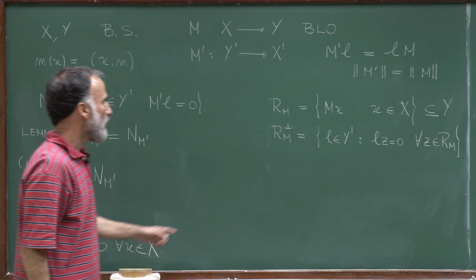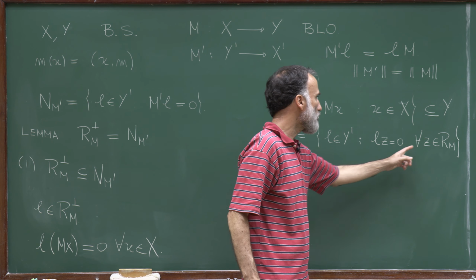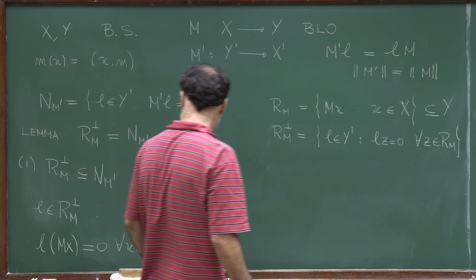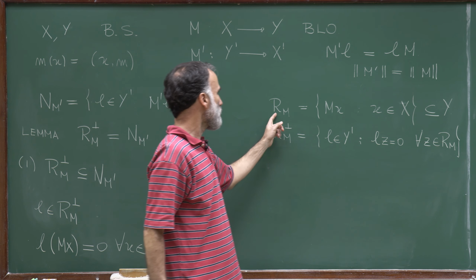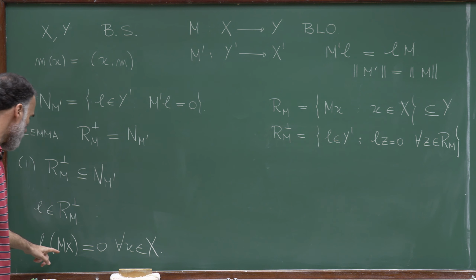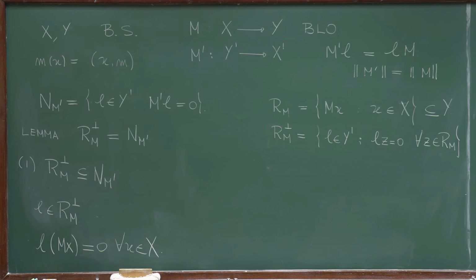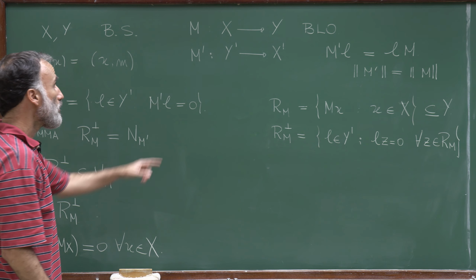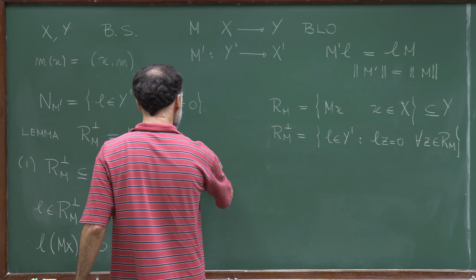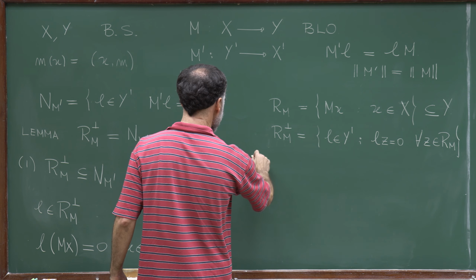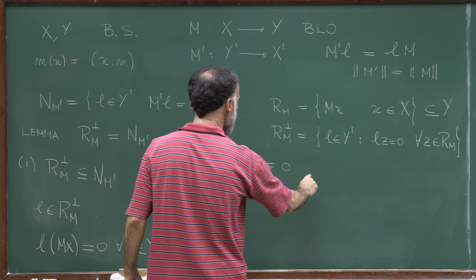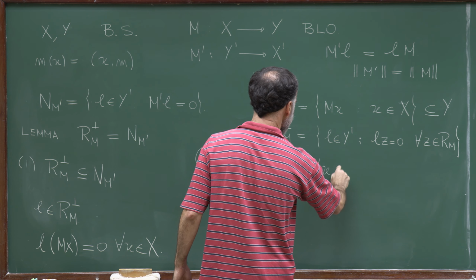Right? L of z is equal to 0 for all z in Rm. So if you take an x in X, mx belongs to Rm, and therefore L of mx is equal to 0. But now this is L composed with m applied at x. So by definition, this tells me that m prime of L of x is equal to 0 for all x in X.